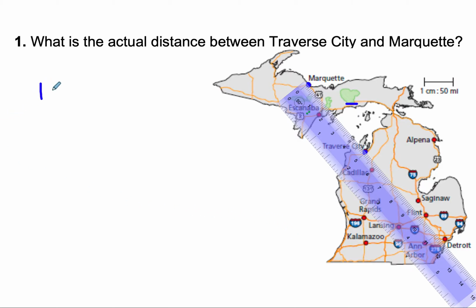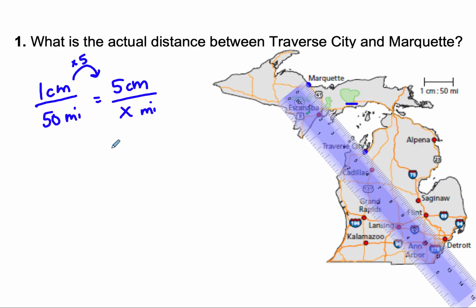All right, so let's see. We've got 1 centimeter for 50 miles. And then we said that this was about 5 centimeters. We want to know how many miles. Over here, I see a multiplication pattern times 5. So I can do that same pattern here, times 5, and I'm going to get 250 miles.